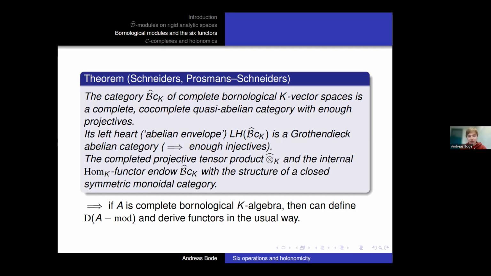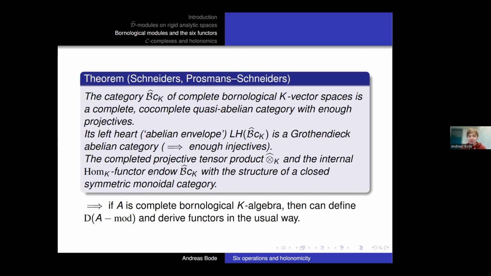So if I start with completed tensor product of Banach spaces, then I can extend this to a completed tensor product of complete bornological vector spaces. And this turns out to give this category the structure of a closed symmetric monoidal category. So here you have a tensor hom adjunction, which you don't have in a topological context.